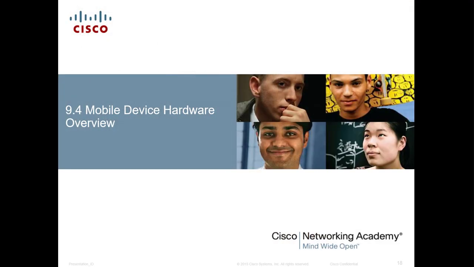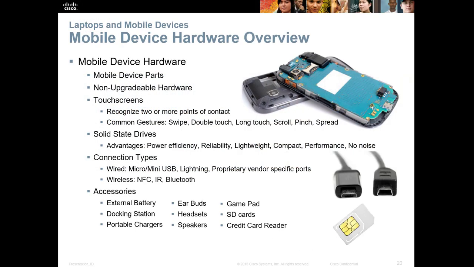Section 9.4 deals with mobile device hardware. Unlike laptops, mobile devices such as smartphones and tablets are typically small enough to be handheld. Smartphones can be carried in your pocket, and because of their small size, mobile devices usually do not have field serviceable parts. Mobile devices consist of several compact components integrated into a single unit. When a mobile device malfunctions, it's usually sent to the manufacturer for repair or replacement.